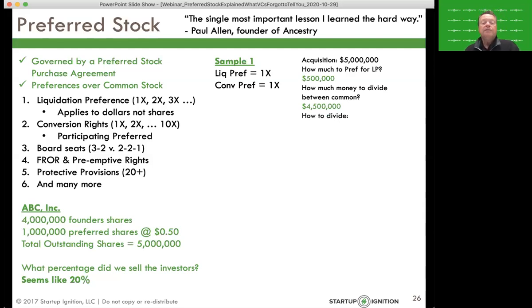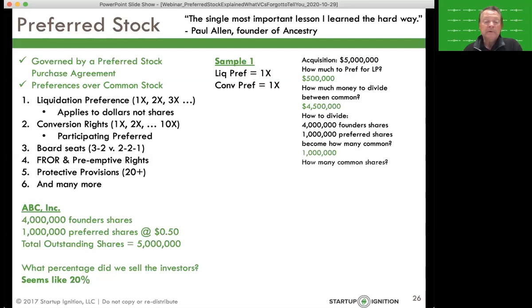Now, how do we divide up this $4.5 million between the common shareholders? Well, first of all, we have 4 million common shares from the founders, and then the preferred shareholders, after they got their $500,000, since it's participating preferred, are going to get 1 million shares of common from their preferred shares. So there's another million common being created at that moment in time. So how many common shares are there now? 5 million. So we're going to share $4.5 million amongst these common shareholders. So what percentage is owned by each? Well, the preferred shareholders own 20% of the common now, and the common shareholders own 80%.